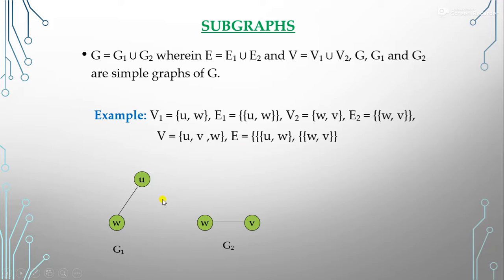And edges, what is the union of edges? How many edges are there in the two graphs? Two edges, UW and WV. So when we make the graph G, it will be like this: three vertices and two edges, UW and WV. So we can say that graph G is the union of graphs G1 and G2. Clear?